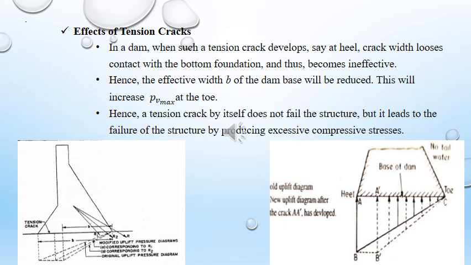So, the resultant force gets further shifted towards the toe, and this leads to further lengthening of the cracks. The base width thus goes on reducing, and the compressive stress on the toe goes on increasing till the toe fails in compression. So finally, if tension cracks are developed, the dam will fail by compression.